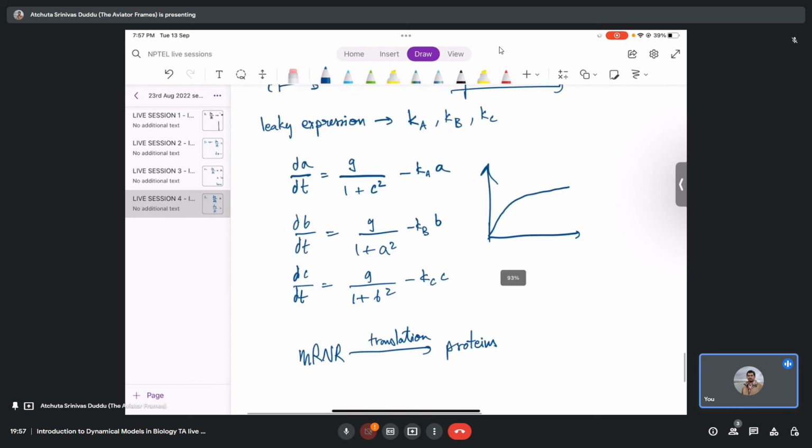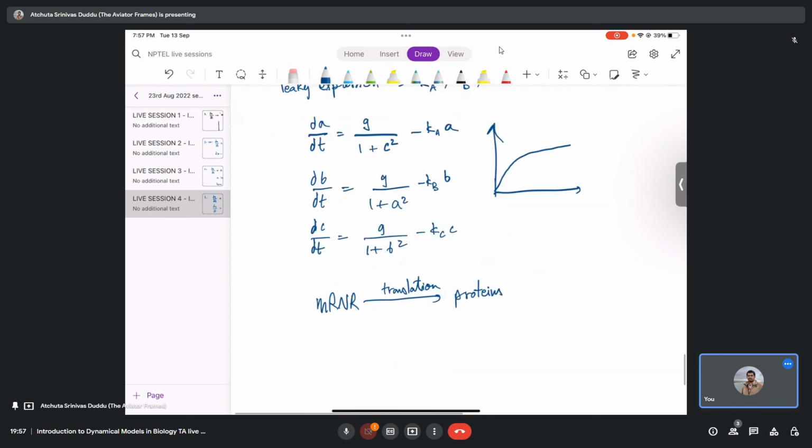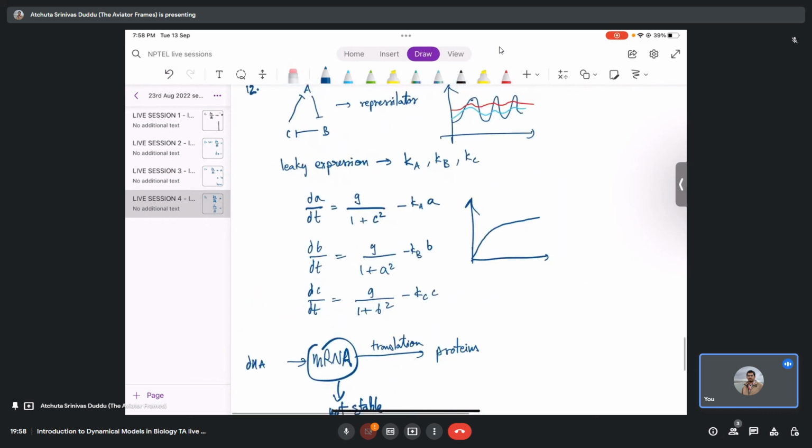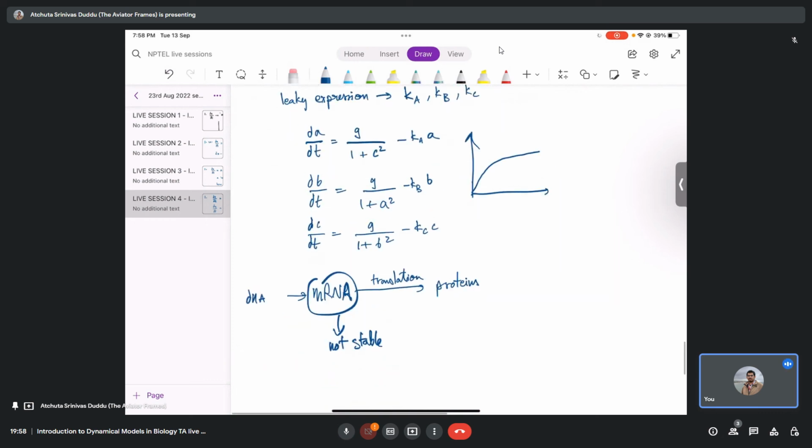What we are plotting is of course protein oscillations, but transcription happens from DNA, and then mRNAs are made which undergo translation, and then you get proteins. But if mRNAs themselves are not stable, then you would not even get enough expression of proteins. So for these equations to hold, or for proteins to have oscillatory behavior, mRNAs have to be stable, right?